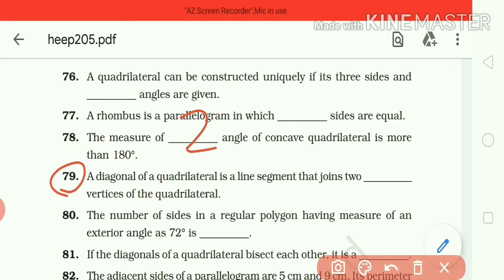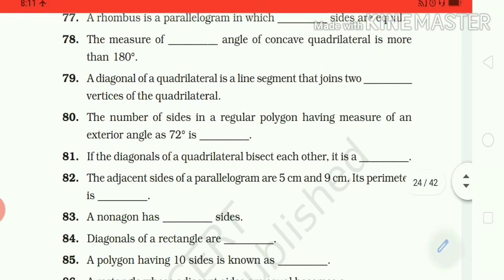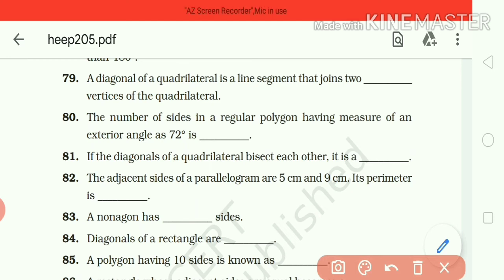Question number 79. A diagonal of a quadrilateral is a line segment that joins two non-consecutive vertices, right? So this is the diagonal. Consecutive means continuous, and non-consecutive means non-continuous, leaving one vertex in the middle.